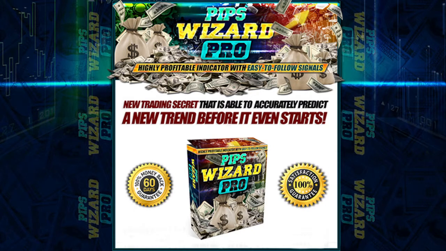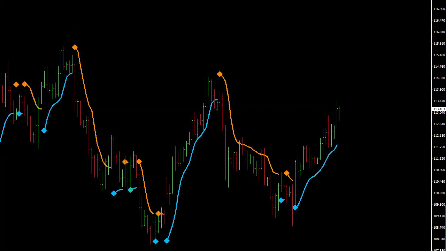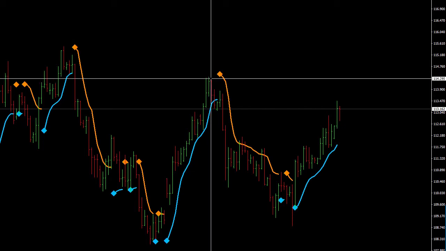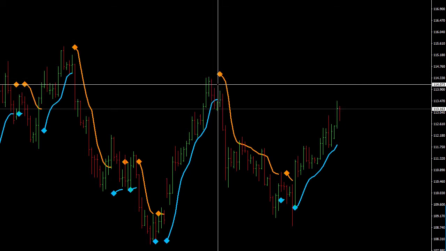So let's do a little roundup here with Pips Wizard Pro and just see what kind of trades have been setting up in the last month or so, since the last video I did back on the 11th of May, I believe. So this is the US dollar Japanese yen. It is a daily chart, and you can see the setup is right here.